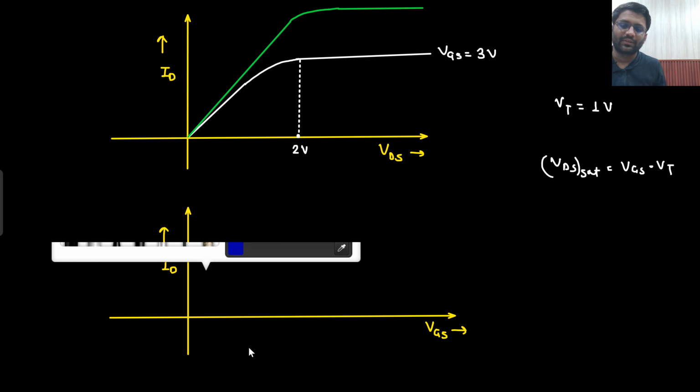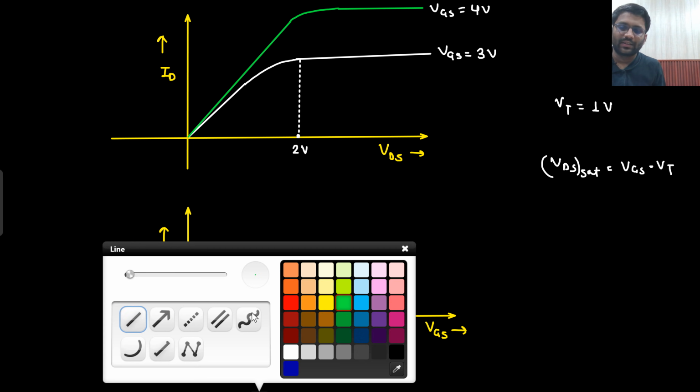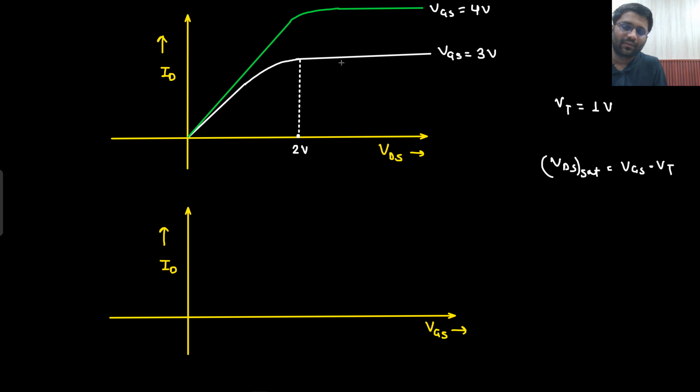Here your current saturates for VGS equals 4 volt, and you are getting the saturation current here. Let's make it whole green only. This will be my 3 volt. Okay, VGS equals 4 volt only I will put here.